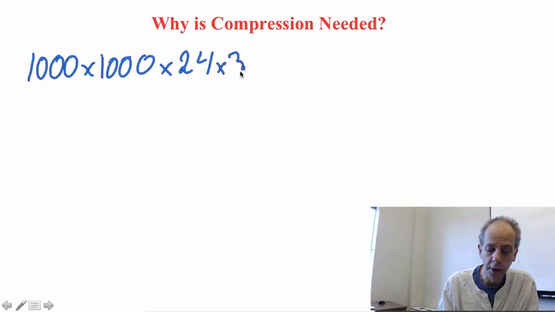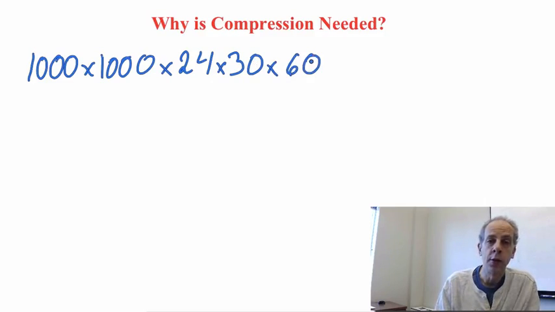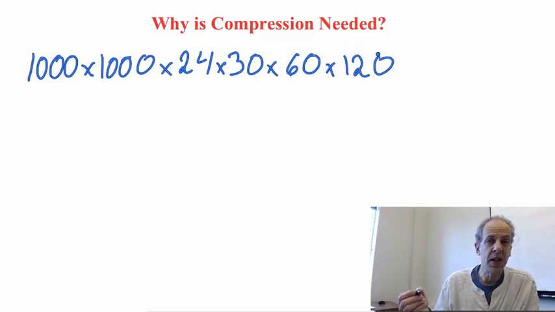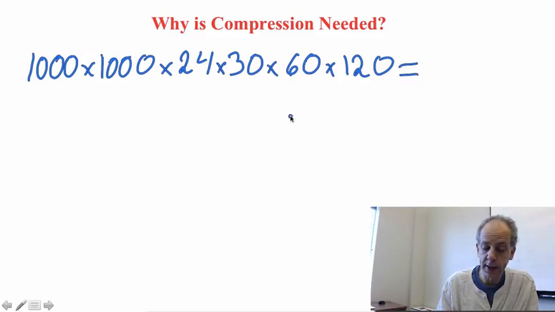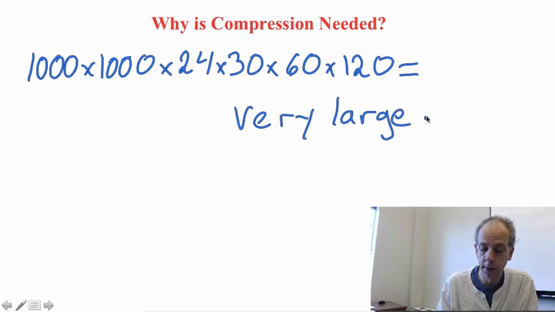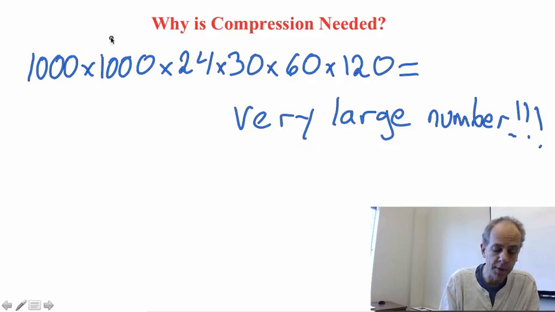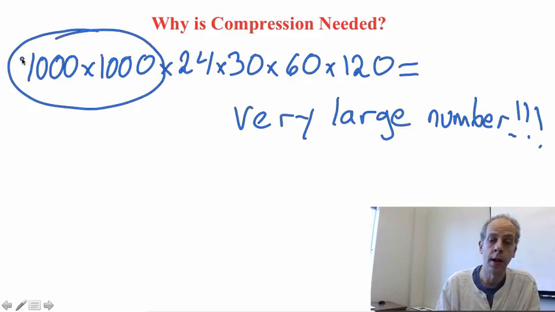We actually need 30 of these to get 1 second of video. We need 60 of these seconds to get 1 minute of video. And then we have to multiply by 120 to get about 2 hours of a regular movie. The result of this is a very, very large number. You can do the computation offline, but you're going to agree it's a very large number, even for a relatively low resolution image.